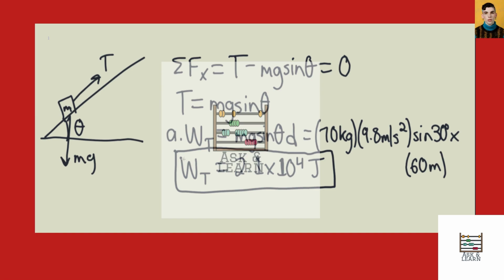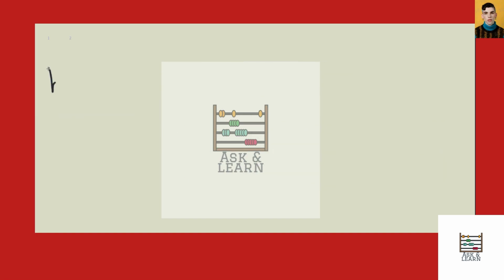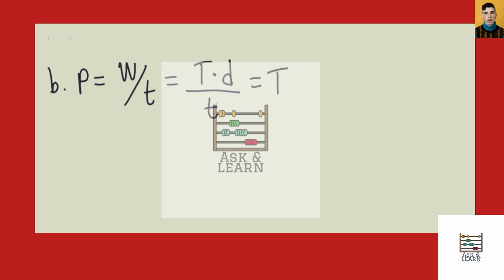Now, for part B, in order to perform this task, the power in the motor must equal the work done divided by time. And so we know that this is going to equal the tension force multiplied by the distance divided by time. And so this equals the tension force, and then distance over time, or displacement over time, this is the definition of velocity. So this would equal the magnitude of the tension force multiplied by the velocity.